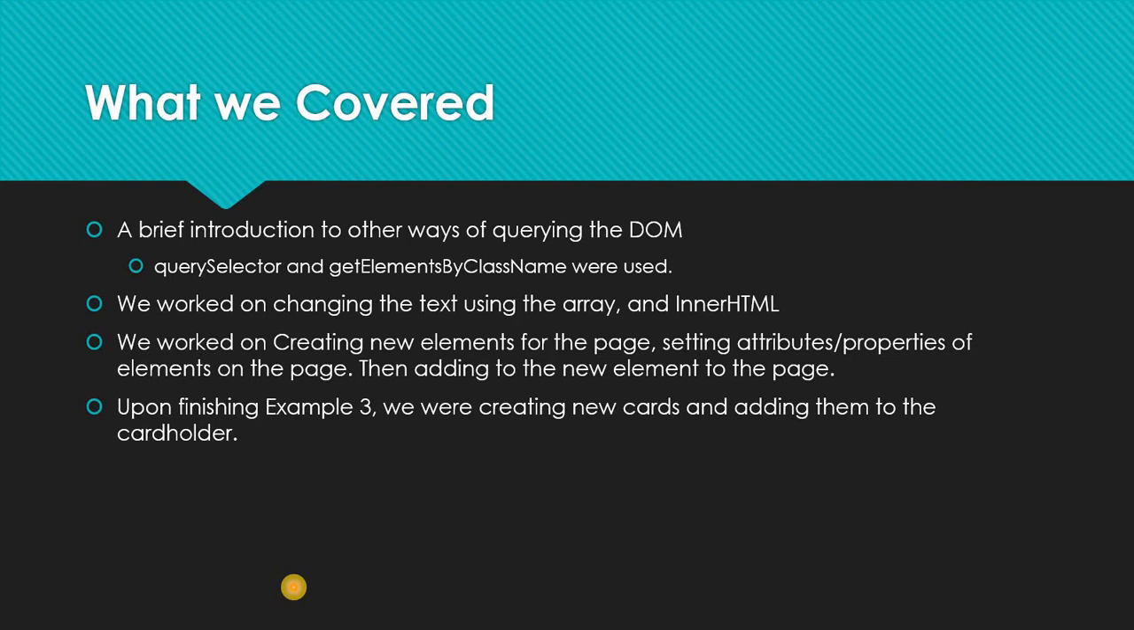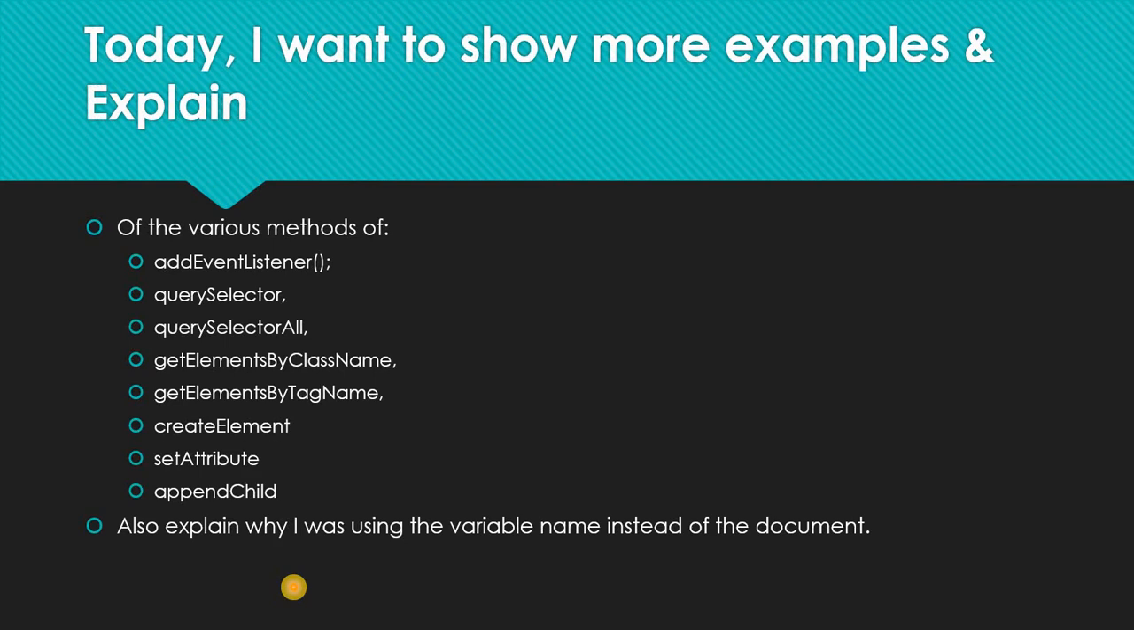console. The third example was we created an element, then we set the attributes and properties of that element on the page, and then finally we added that new element to the page with the text in there. That's what we finished up with example 3. Today we are going to explore these methods and explain how they can help you with the assignment and the things to keep in mind as you're working with them.